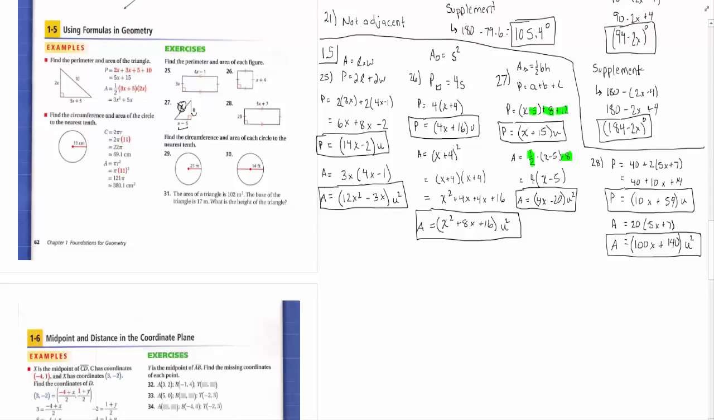Alright, so that's, again, rectangles, squares, triangles. You've seen these all before. It shouldn't be anything new to you. And now we're going to go into circles.